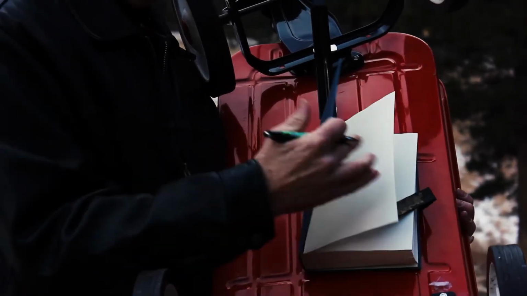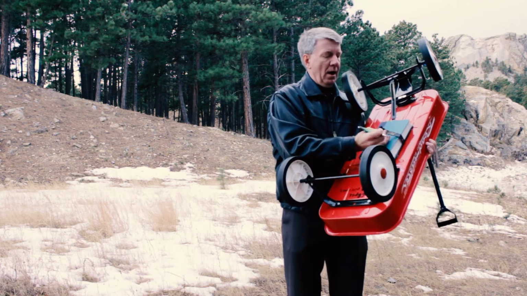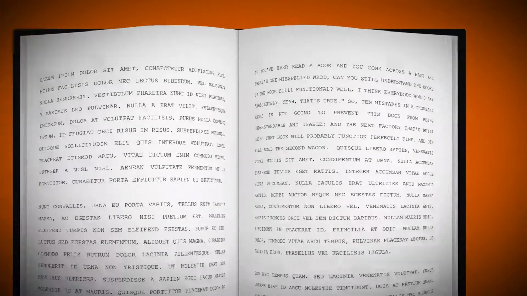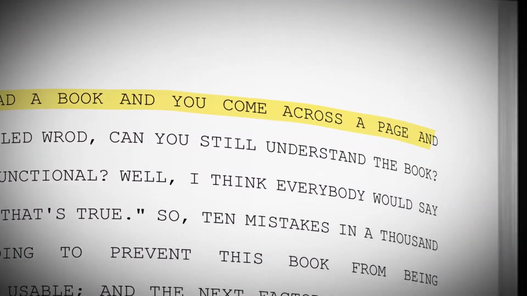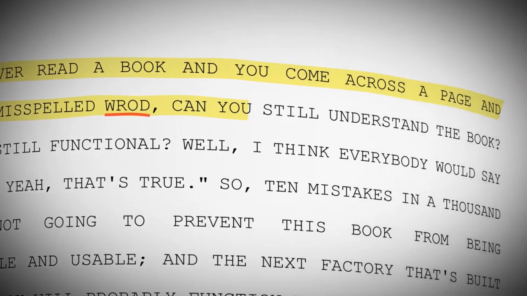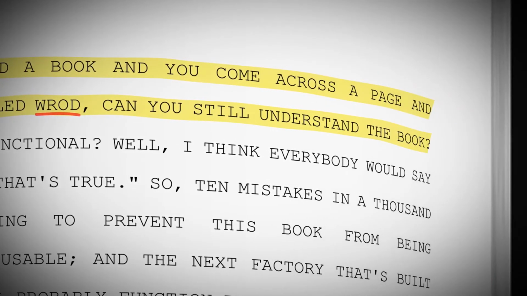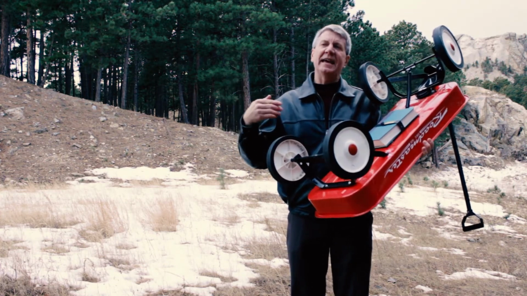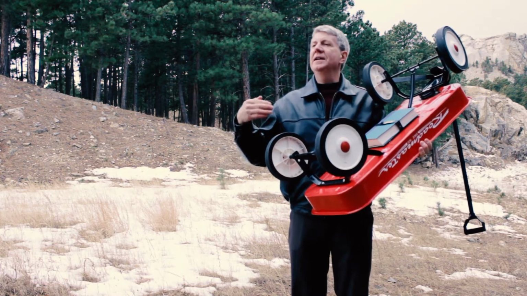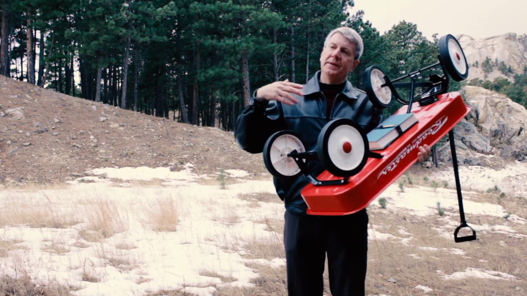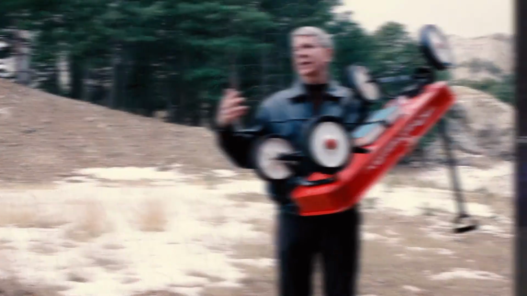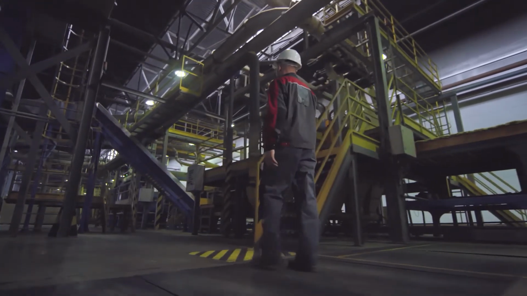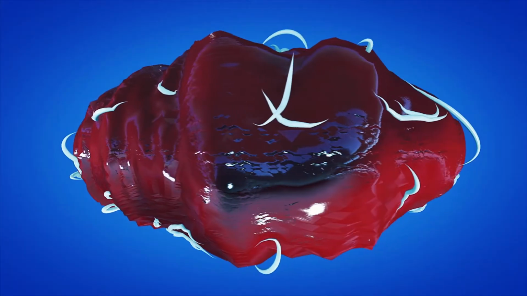And let's suppose if the book is 1,000 pages long, I have only changed, say, 10 letters or words. Think about this. If you've ever read a book and you come across a page and there's one misspelled word, can you still understand the book? Is the book still functional? Well, I think everybody would say absolutely. So 10 mistakes in 1,000 pages is not going to prevent this book from being understandable and usable, and the next factory that's built using that book will probably function perfectly fine, and off will roll the second wagon.